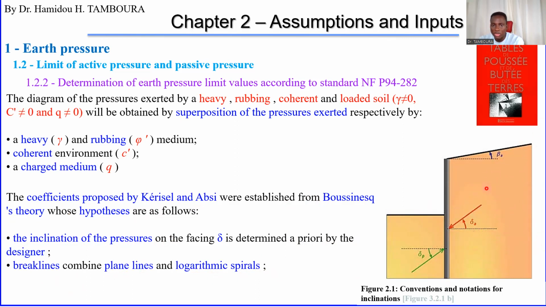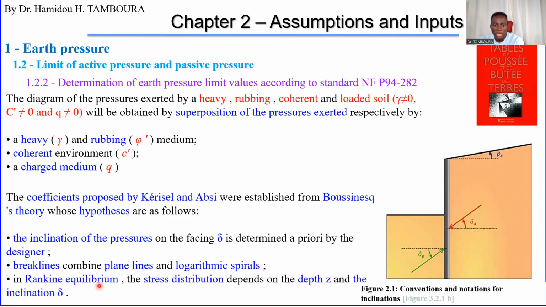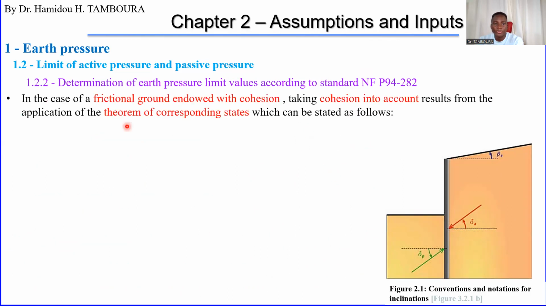We will come back to this later. These lines should be plane lines and logarithmic spirals. In the Rankine equilibrium, the stress distribution depends on the depth and the inclination angle, this angle. This is just an assumption. All this part of this chapter is just about assumptions, all this chapter actually, not only this part, and input values.